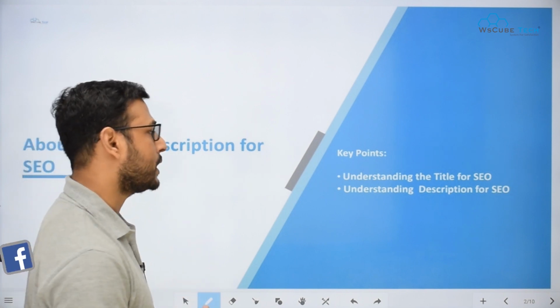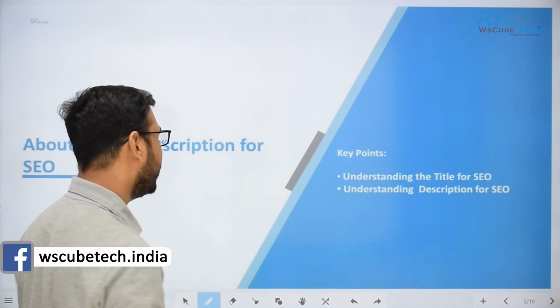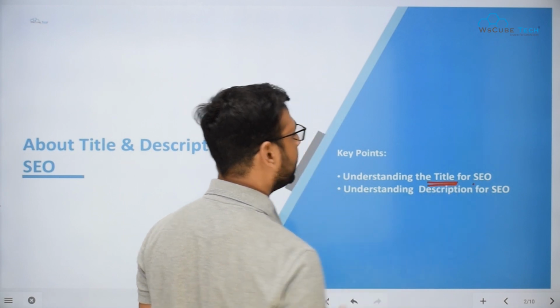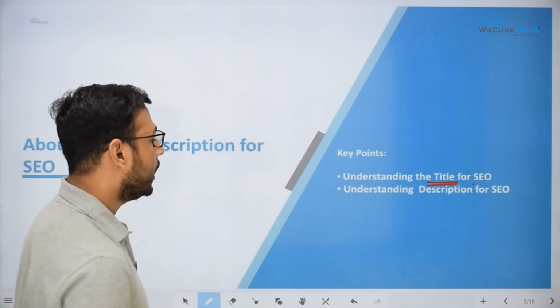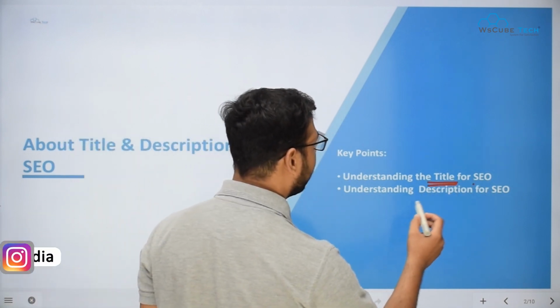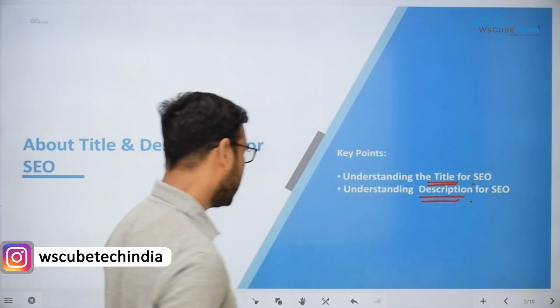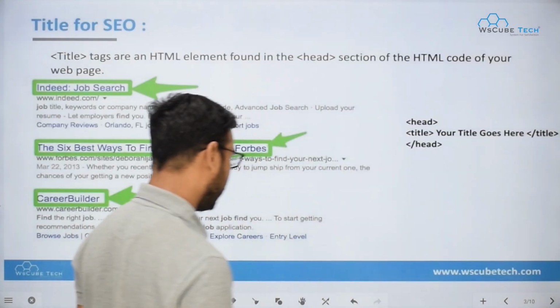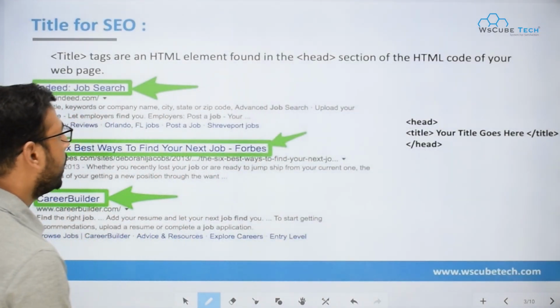In this video we are going to talk about some other very important elements of on-page SEO. Those are the title and the description. We are going to understand how we should write an SEO optimized title, and then discuss how we can write a description from a search engine optimization point of view. So let's start and discuss what these two important elements are and how they should be written.